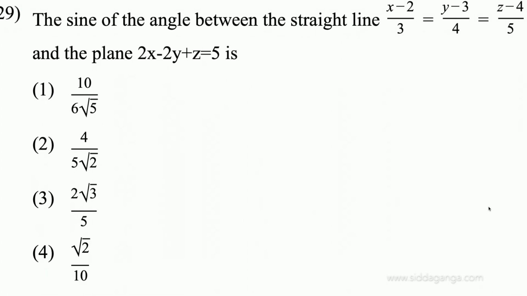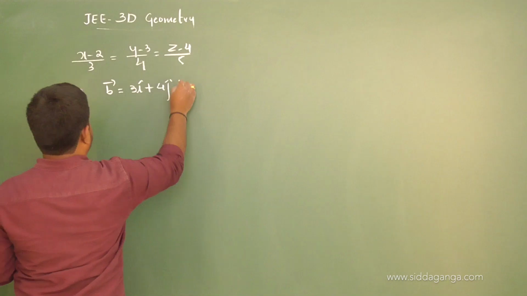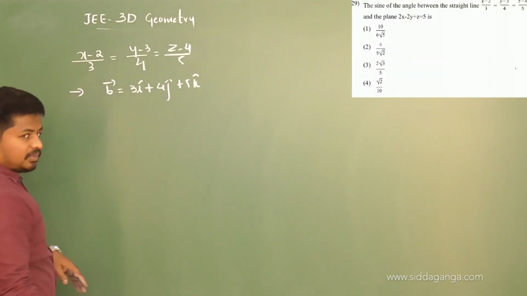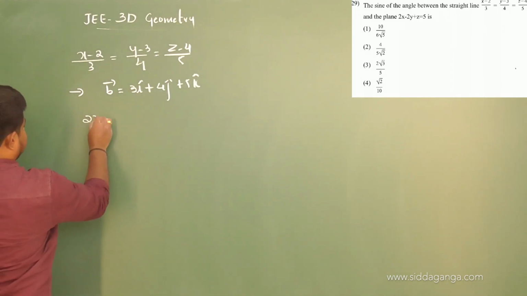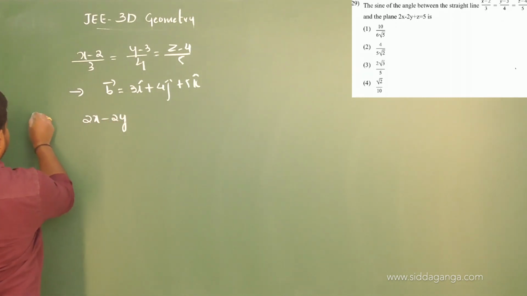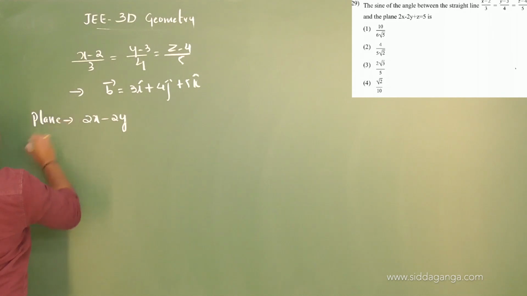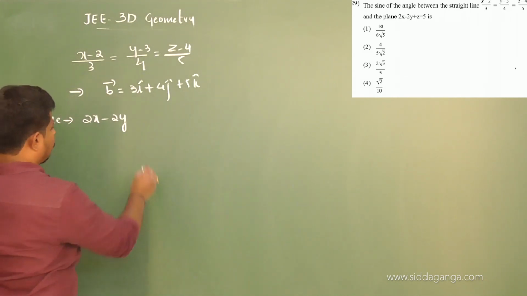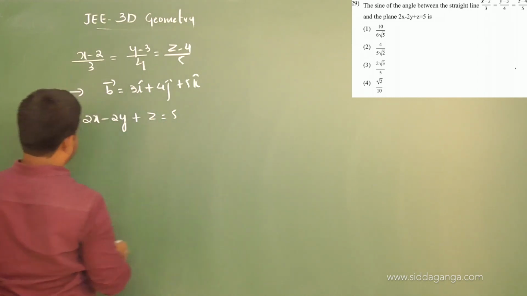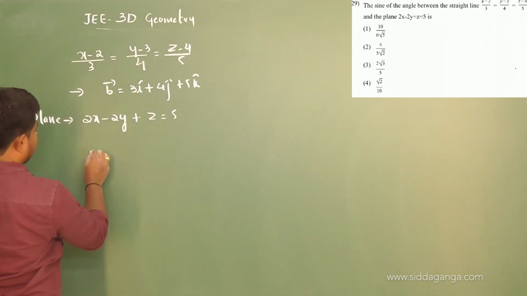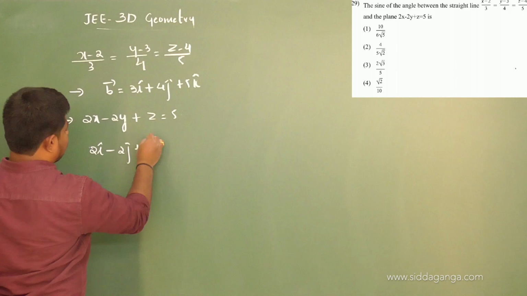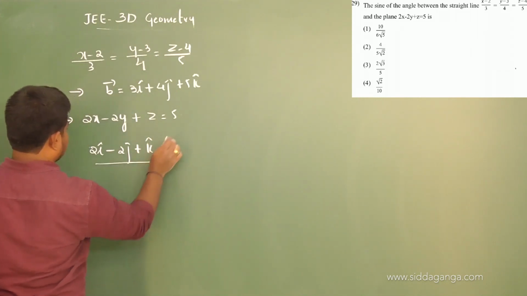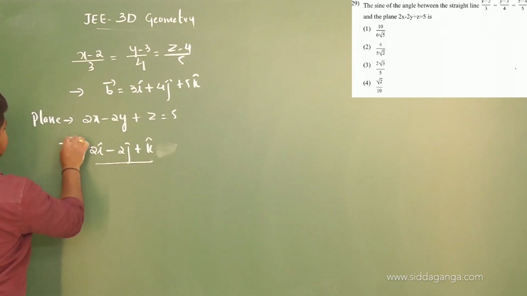So from this, the line is parallel to the vector 3i plus 4j plus 5k, this is vector b, the line along this vector. And the plane we have is 2x minus 2y plus z is equal to 5. So the normal to this plane is given by 2i cap minus 2j plus k cap. This is the normal to the given plane, that is n.